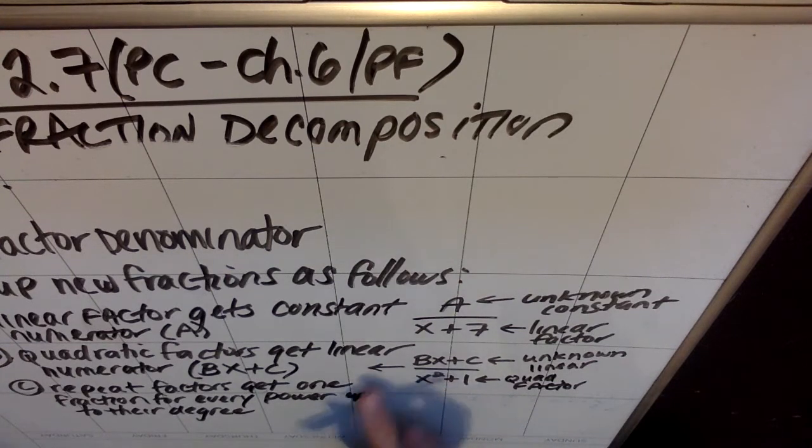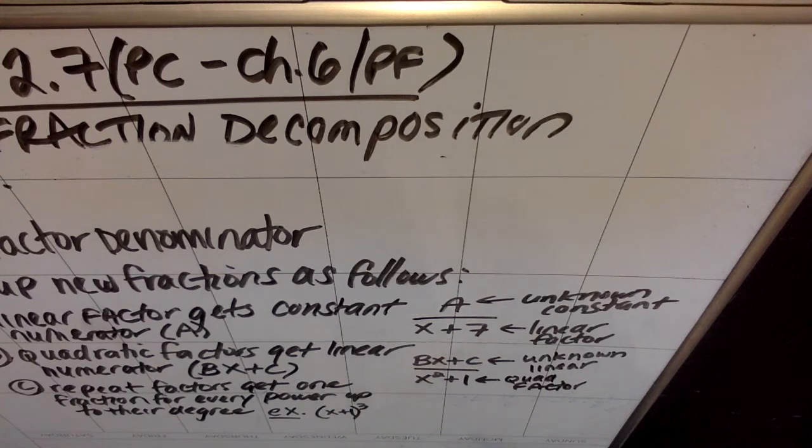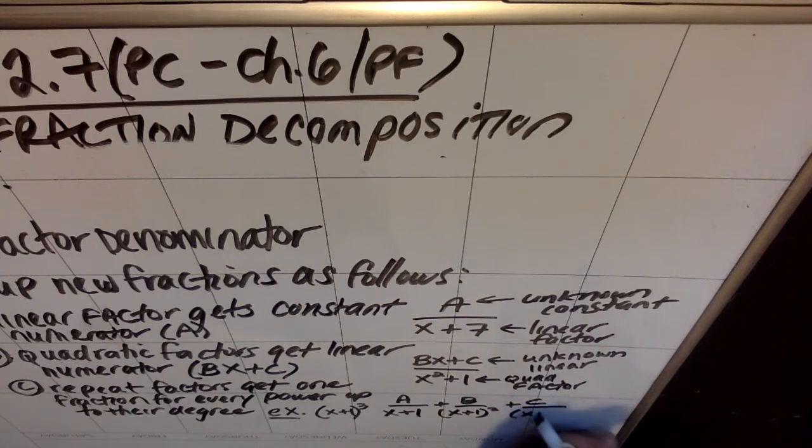And what I mean by repeat factors is, let's pretend that in my denominator I have an x plus 1 to the third. Well, x plus 1 by itself is a linear factor, but there are 3 of them. So I'm going to need an a on top of an x plus 1, plus a b on top of an x plus 1 quantity squared, plus a c on top of an x plus 1 quantity cubed. Again, the reason the tops are all constant is because the factor itself is linear. The x plus 1 is a linear factor, but it happens 3 times. So I'm going to need one fraction for each power up to that cube.